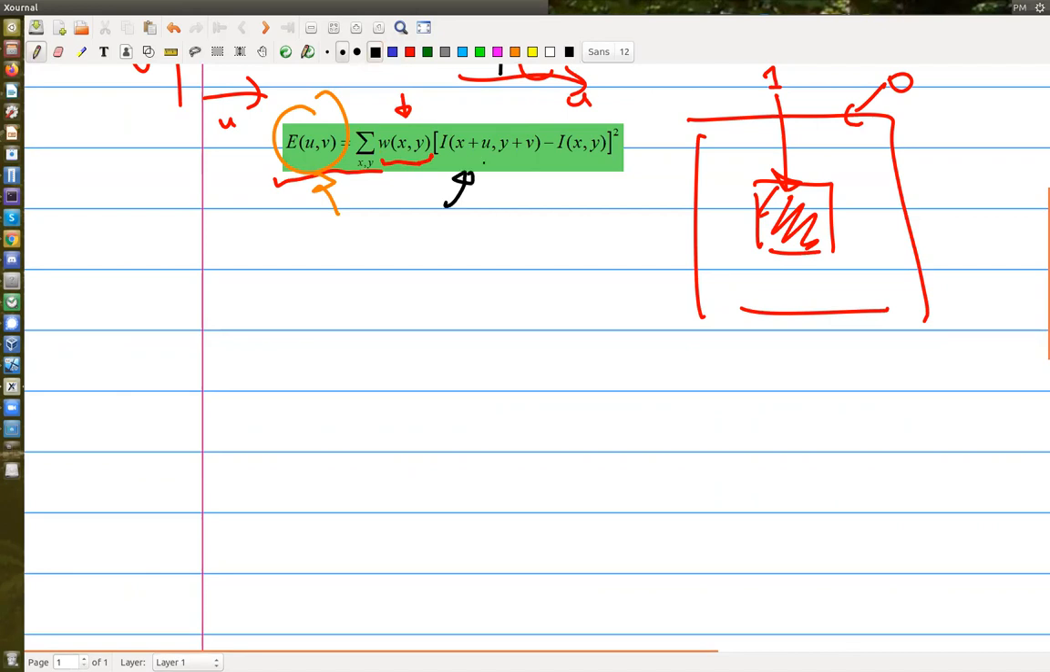This is I(x+u, y+v) using Taylor series expansion. So assuming u and v are small, right? It's always like this when you approximate using expansion, like Taylor series expansion. So u and v are assumed to be small.